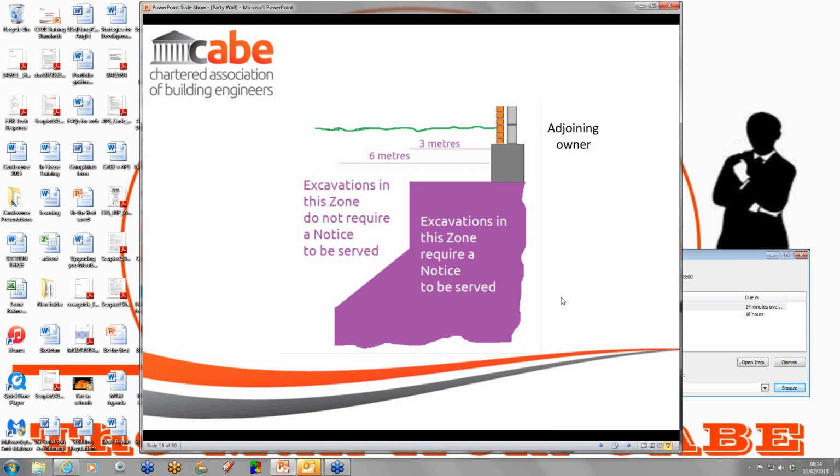Is there anything else there, Katie? Just also whether the Act is applicable to outbuildings, so garages and sheds, etc.